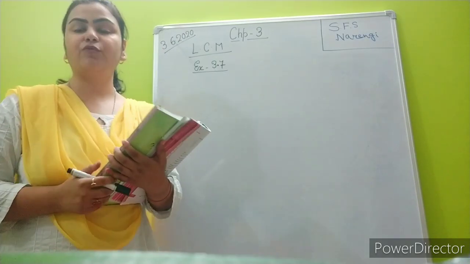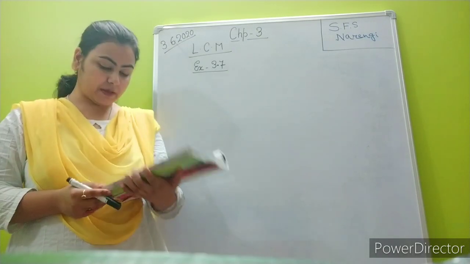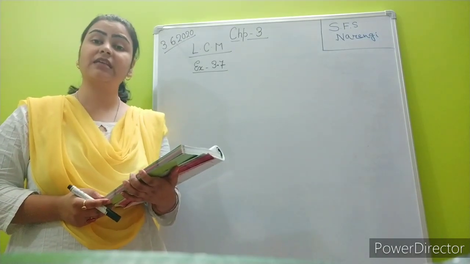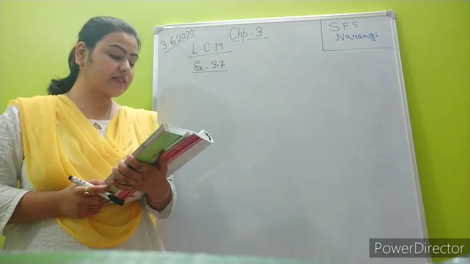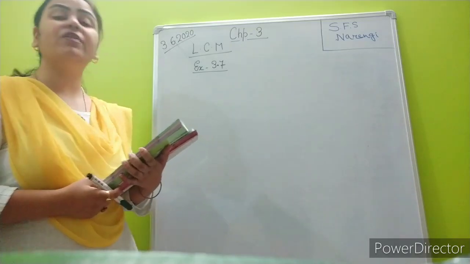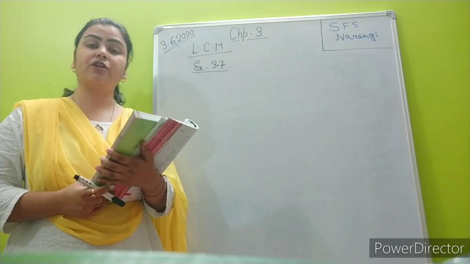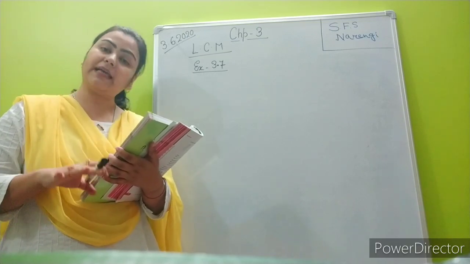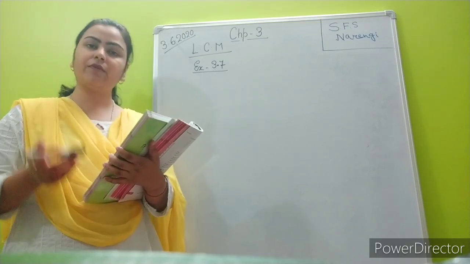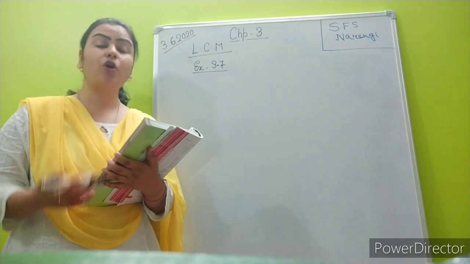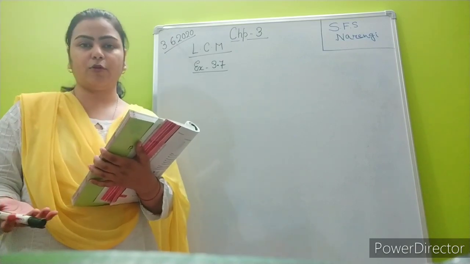Children, let's start with exercise 3.7. You see page number 67. We are starting with exercise 3.7 and at the beginning we are having some problem sums. Now in this exercise, children, we will be having a mix of HCF and LCM. We might need to take out HCF also. We might need to take out LCM also.